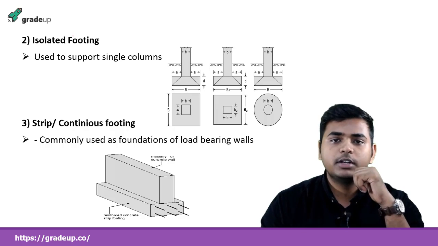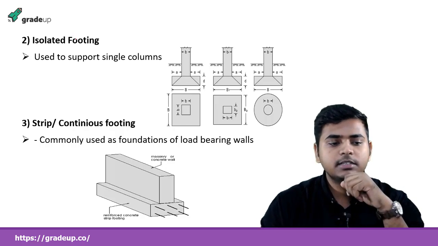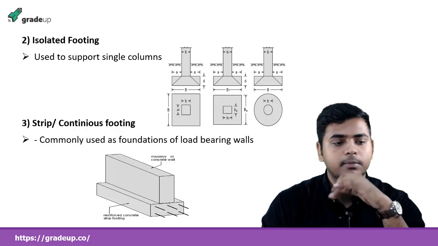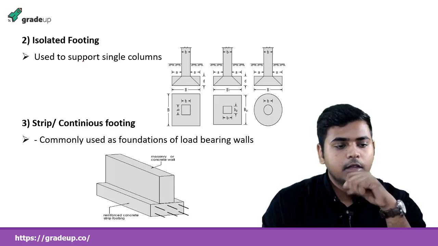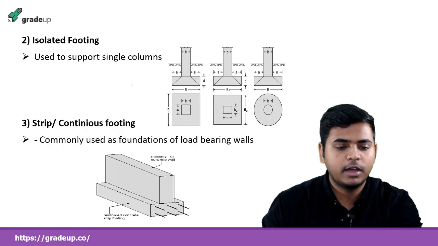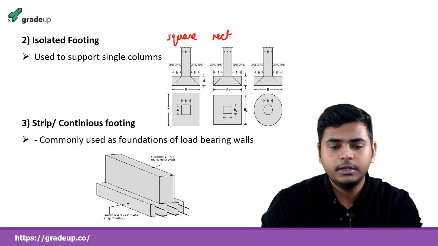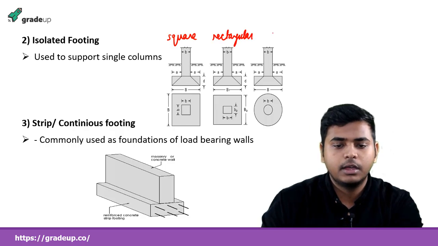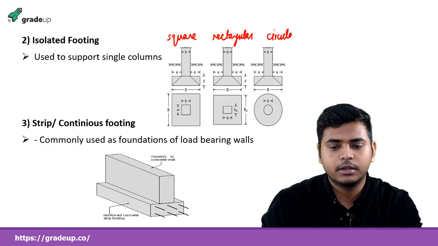the second is the isolated footing. Now isolated, as the name suggests, it is used for a single column, that is a separate column. Now isolated footing may be of different types. It may be either square footing, this is the square footing, okay, this is the rectangular footing, and this is the circular isolated footing.